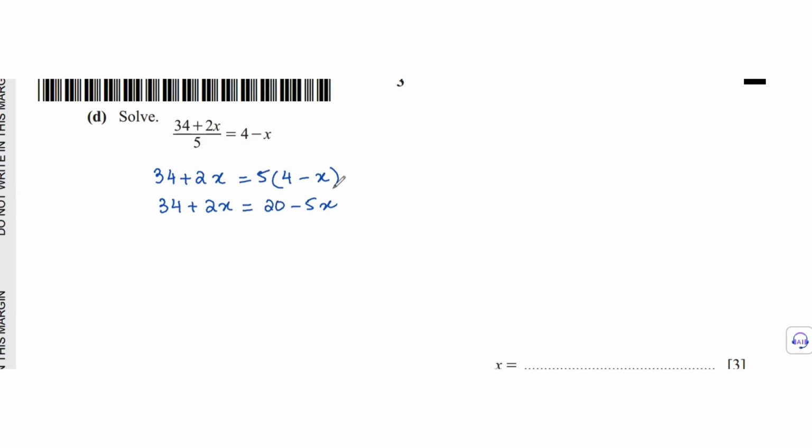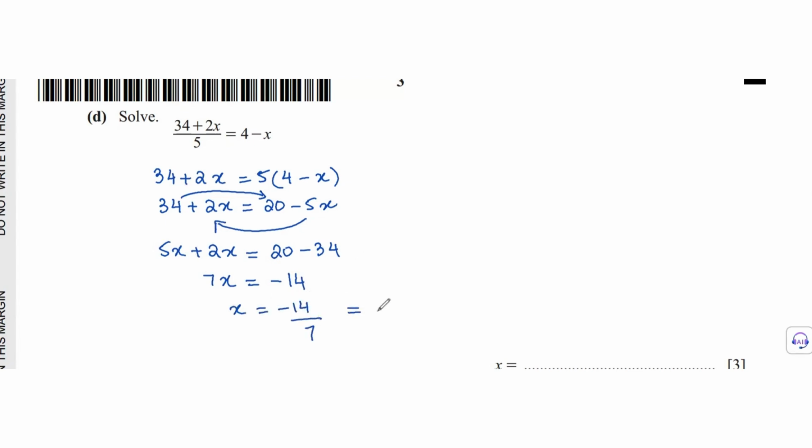Now, once we've expanded the bracket and gotten rid of the fraction, we can collect the like terms on each side. To collect the like terms, I'm going to bring the variable to one side and the constant to the other side, which means 5x over here, 34 over here. So that's 5x plus 2x equals 20 minus 34. 5x plus 2x is 7x. 20 minus 34 is negative 14. So x is negative 14 divided by 7, which gives us negative 2. So that is your value of x.